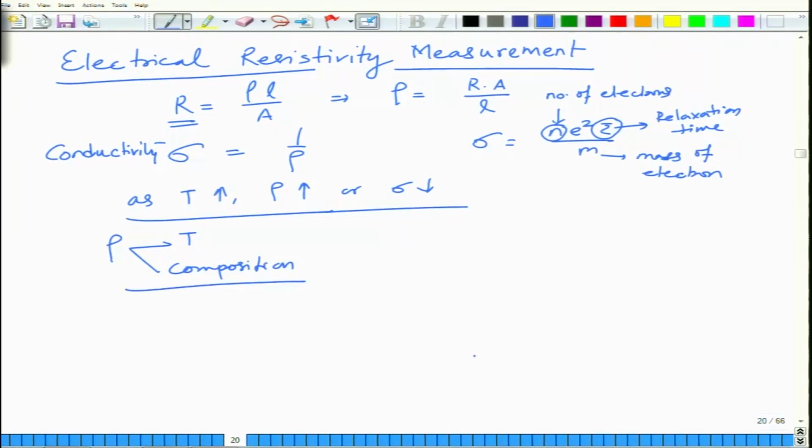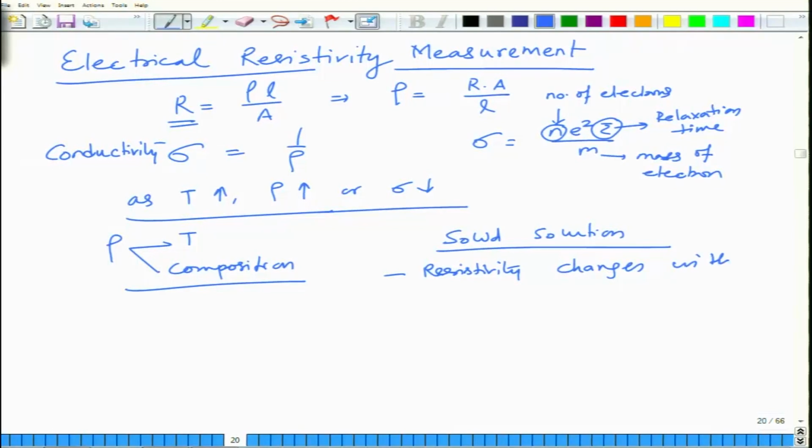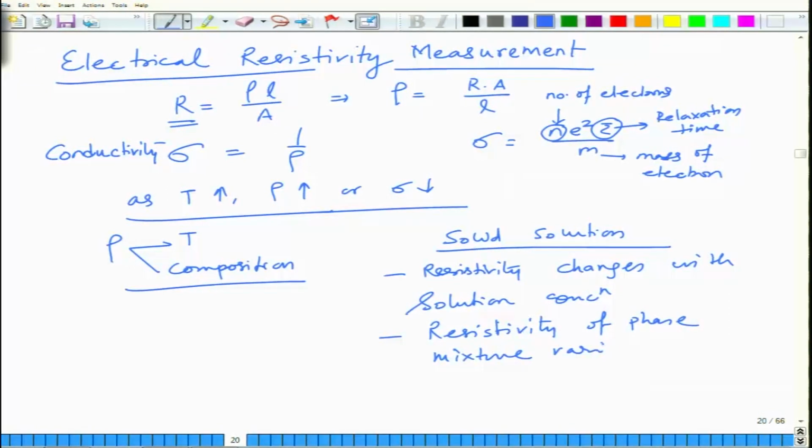So, when you measure the resistivity of alloys, basically in solid solutions, what happens is that the resistivity changes with solute concentration, okay, and generally speaking the resistivity of a phase mixture varies linearly.